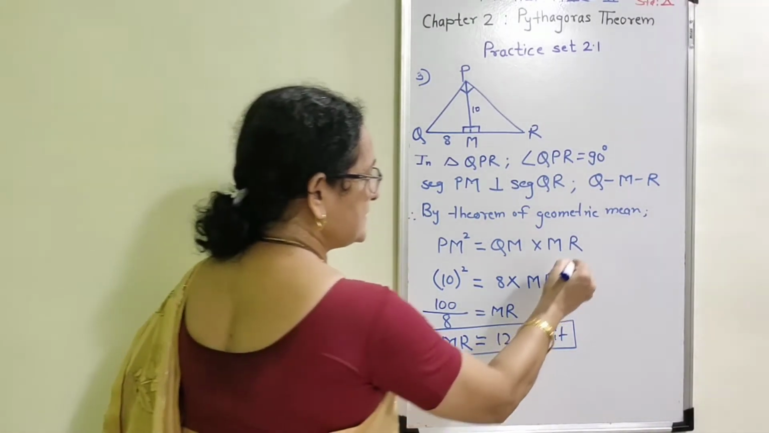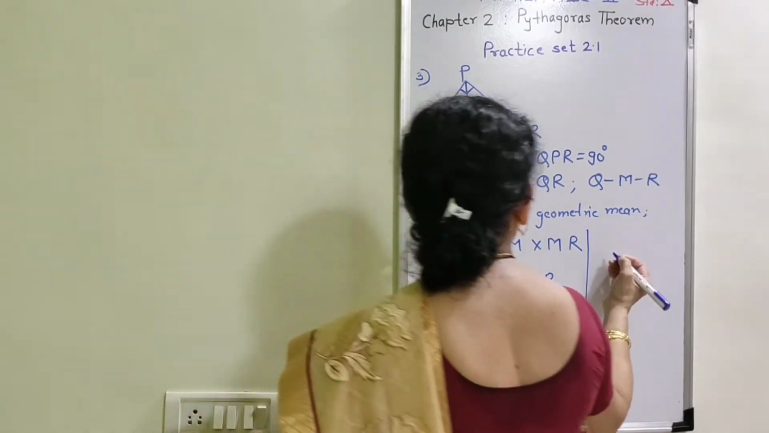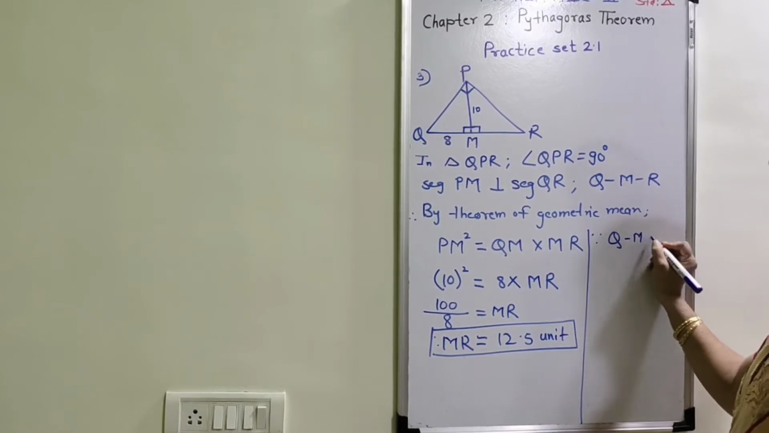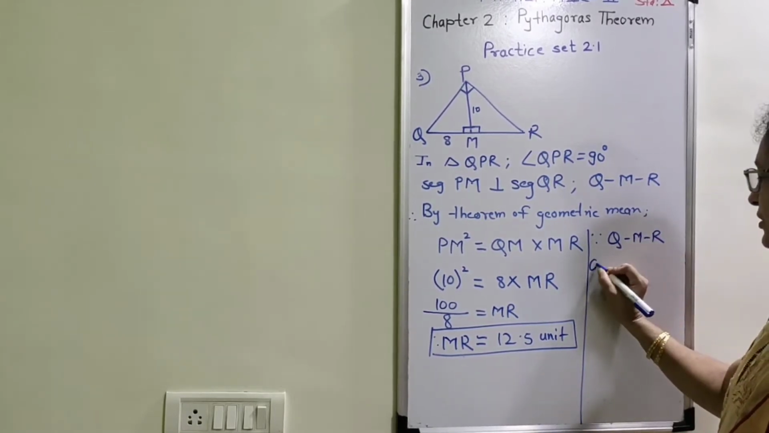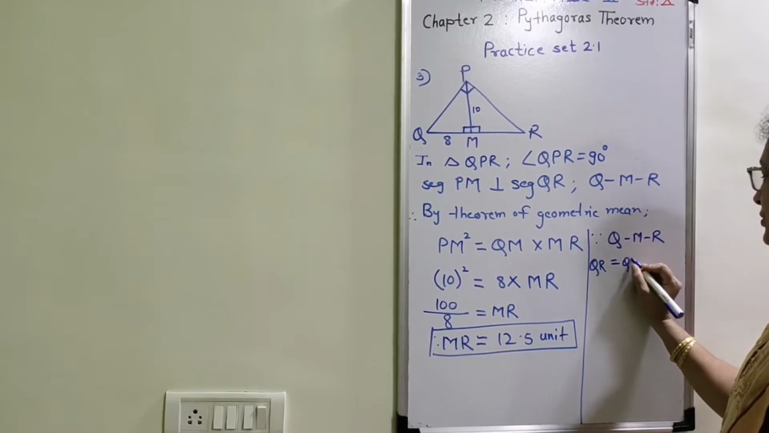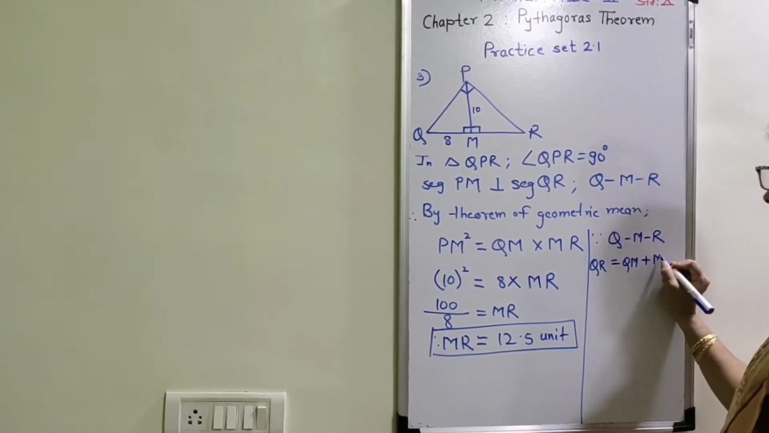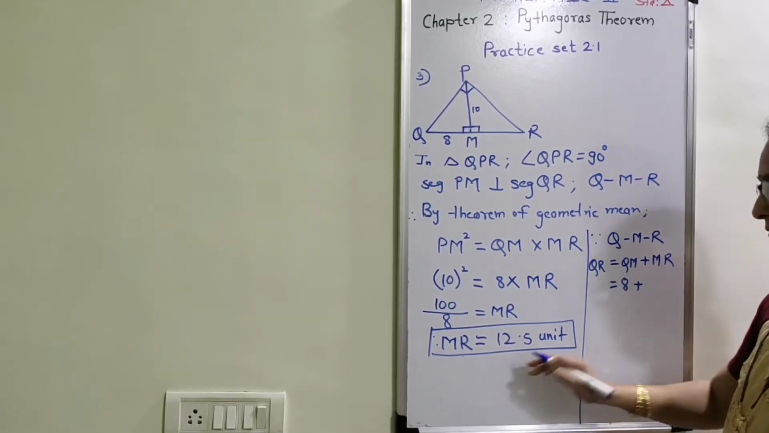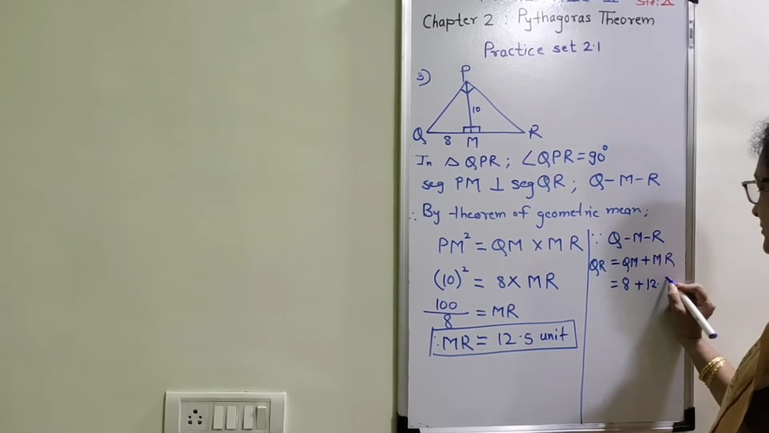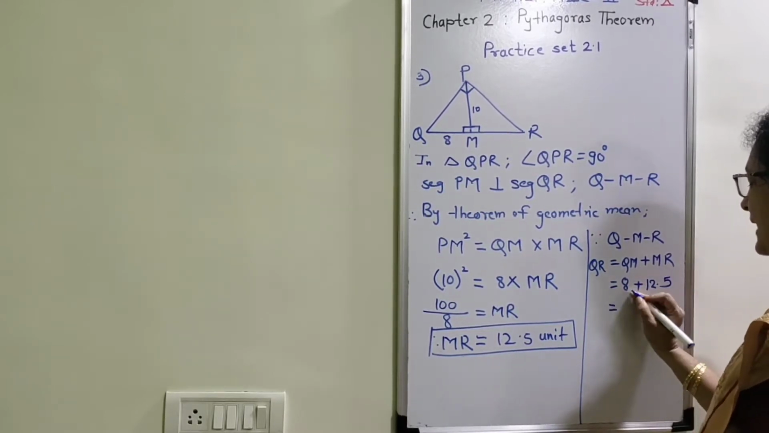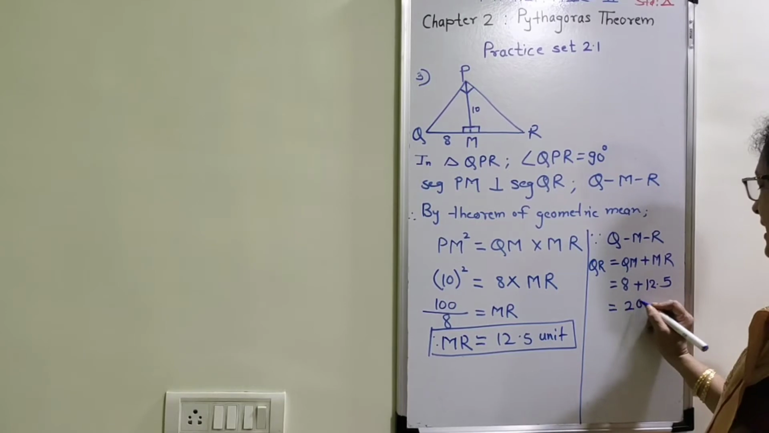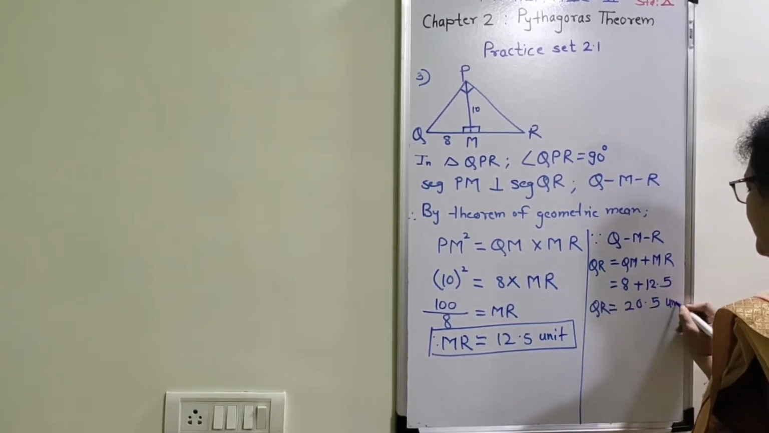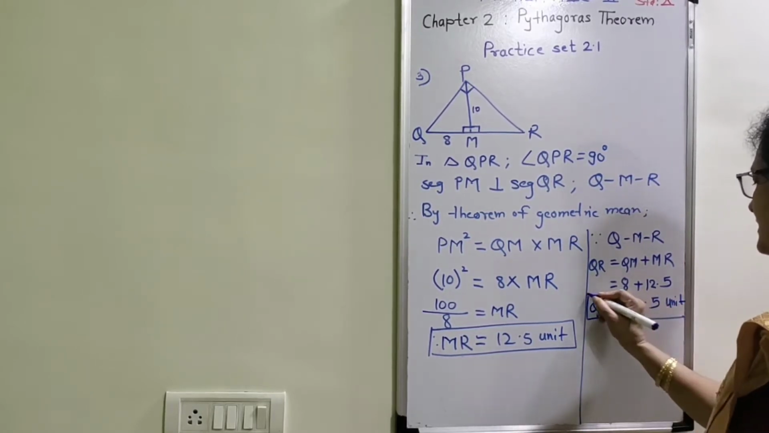Now write the betweenness for the last point of the example. Since Q-M-R, it is given QR is equal to QM plus MR. QM is given as 8 units and MR we have just found out is equal to 12.5. We know that 12.5 plus 8 is equal to 20.5, and our final answer is that QR is equal to 20.5 units. This is our final answer.